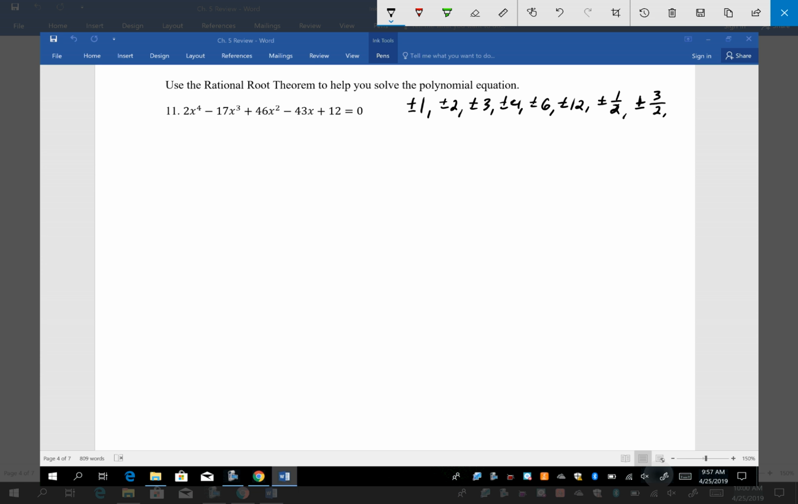The reason it's not more fractions is because 4 divided by 2 is 2, 6 divided by 2 is 3, 12 divided by 2 is 6. The only ones that I needed to add were 1 divided by 2 and 3 divided by 2, because they're not up there yet.